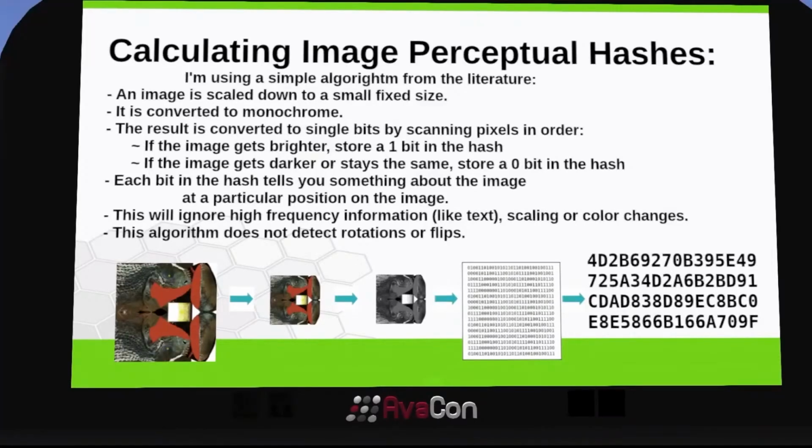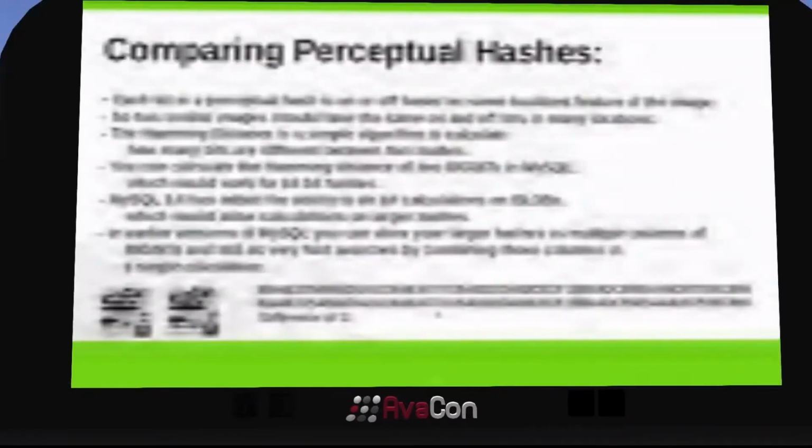It has the advantage that if somebody changes the size of an image, it has no effect on the hash. If they change the color, it has no effect on the hash. But it has a disadvantage that if they rotate the image or they flip it, then it won't detect that change to the image. But this finds a lot of similar images, and it's easy to implement.